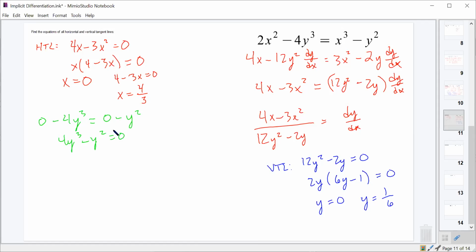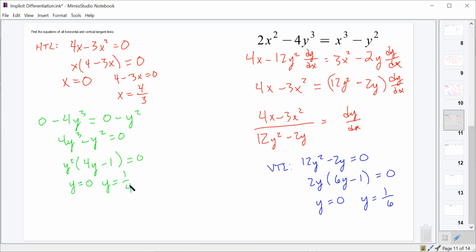How do we solve that? What do we factor out of that? We factor out a y squared. So y squared times 4y minus 1 equals 0. And what does that give us? y equals 0 and y equals 1/4, right?